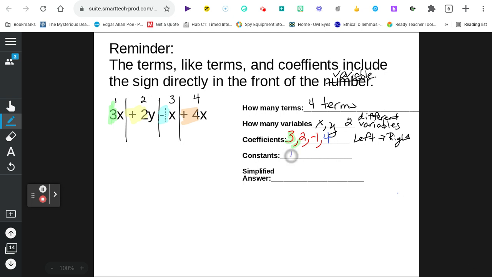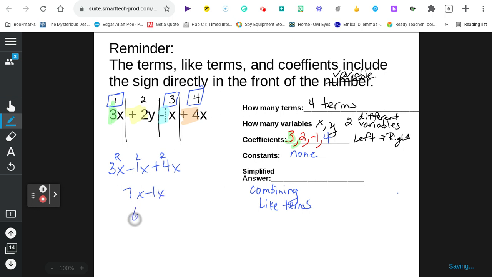There are no constants on this one either. And I'm going to simplify by combining any like terms that I have. So term 1 matches term 3 and term 4. 3x minus 1x plus 4x. Right, left, right. That gives me 7x minus 1x, which is 6x. So 6x, term 2 doesn't match anything, so I just put plus 2y, and I'm done.